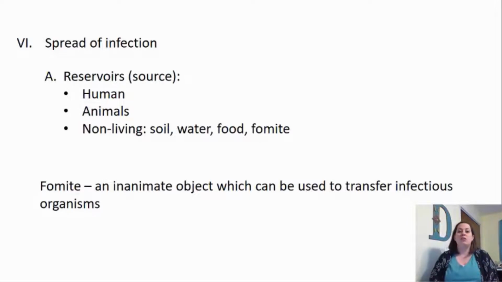We also see there's non-living examples where they get the disease from the soil or contaminated water or food or even a fomite. Now guys, a fomite is an inanimate object which can be used to transfer an infectious organism. This is where somebody potentially coughs in their hands and then touches the door or touches a desk, and you come by later and it's still able to survive on that surface, and then you potentially get it on your hand and then touch your face or something like that. All right, and so fomites can also carry this.